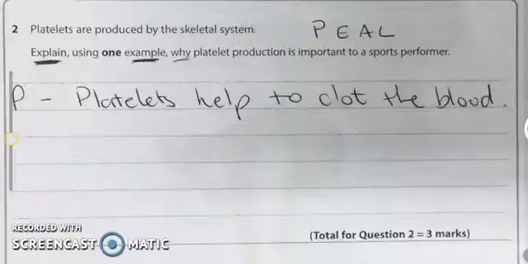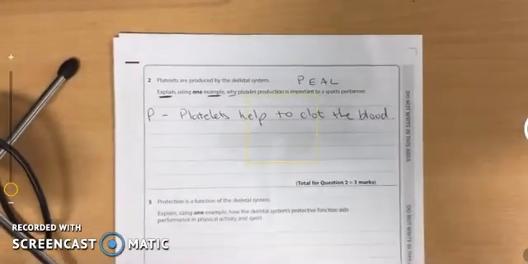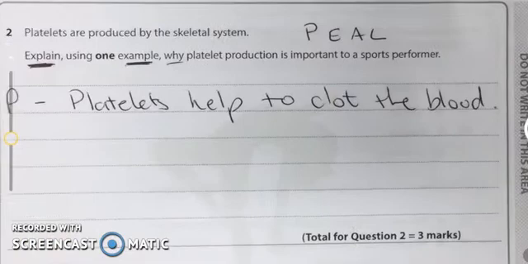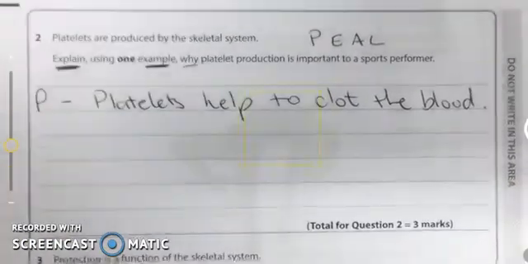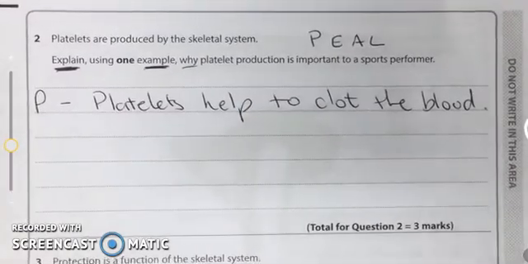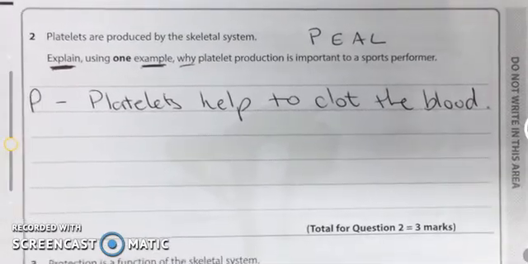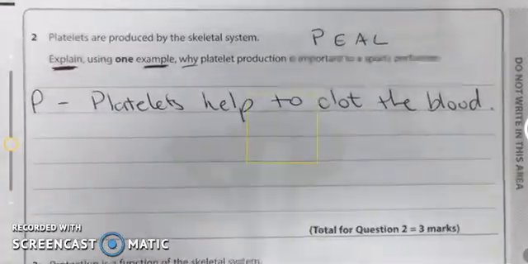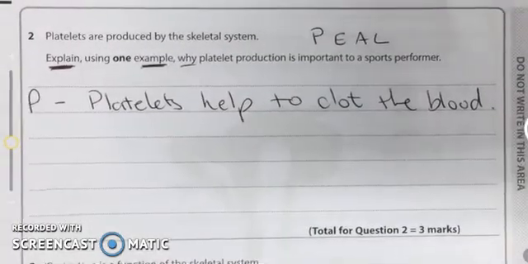Oh, what's happened here now? Sorry, it's the old iPad. I'll zoom in a bit for you as well. Maybe I knew something would go wrong, but hey, stick with me. So platelets help clot the blood, and that is worth 1 mark. I'm going to zoom out a touch more. There we go. Come on, Mr. Huff.